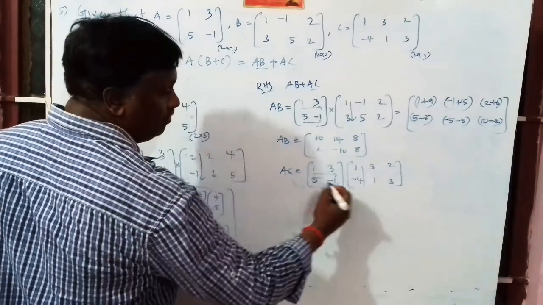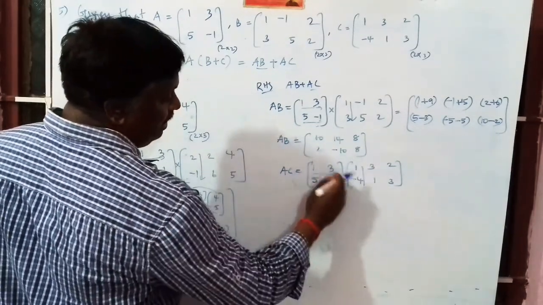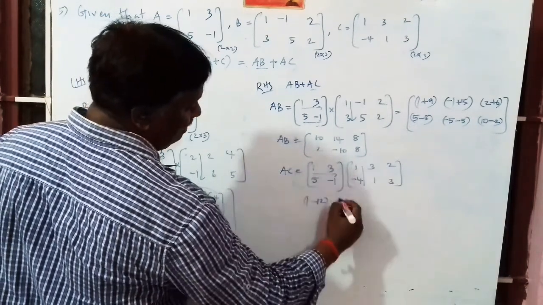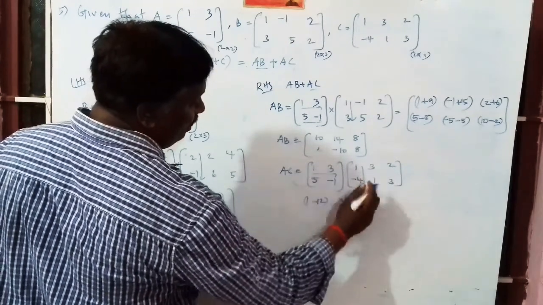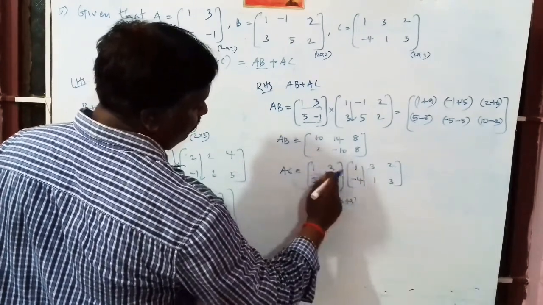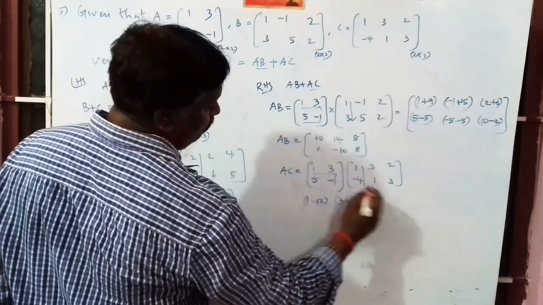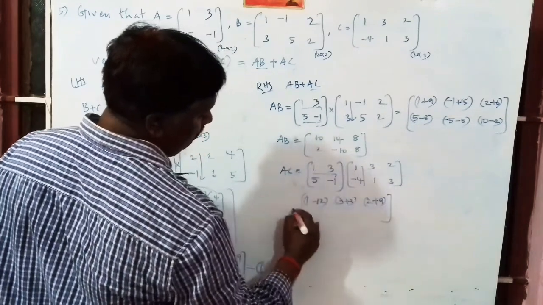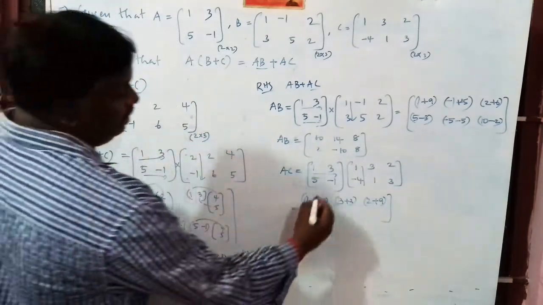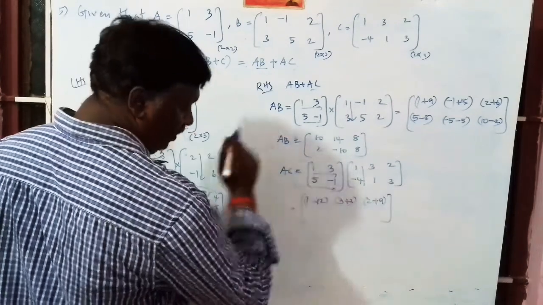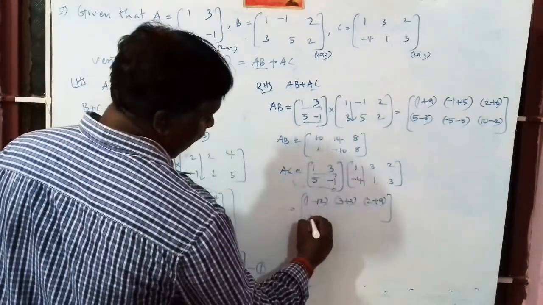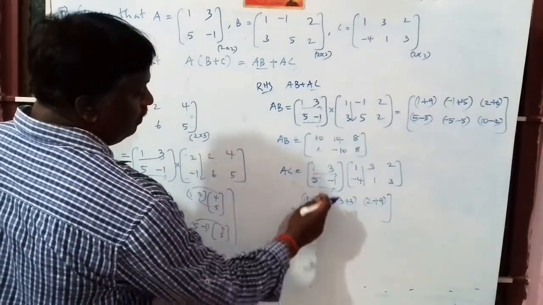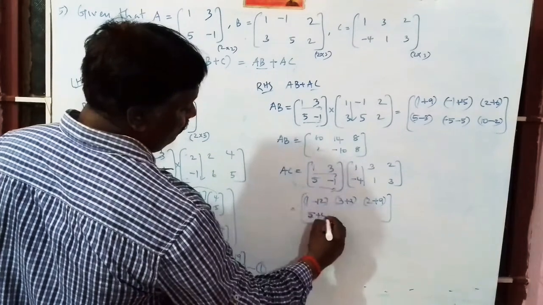First row and first column. 1 into 1 equal to 1, 3 into minus 4 equal to minus 12. First row, second column: 1 into 3 equal to 3, 3 into 1 equal to 3. Next, first row, third column: 1 into 2 equal to 2, 3 into 3 equal to plus 9. Next, second row and first column, the same procedure. 5 into 1 equal to 5, minus 1 into minus 4 equal to plus 4.